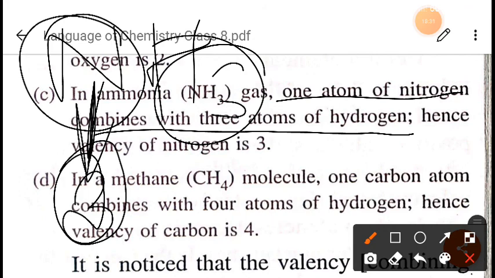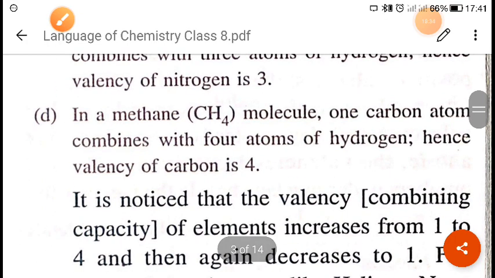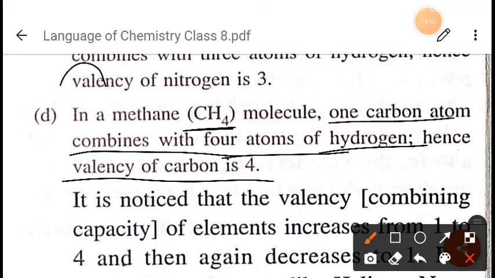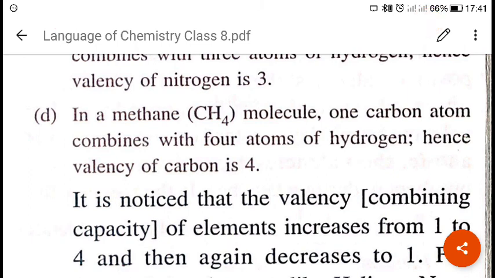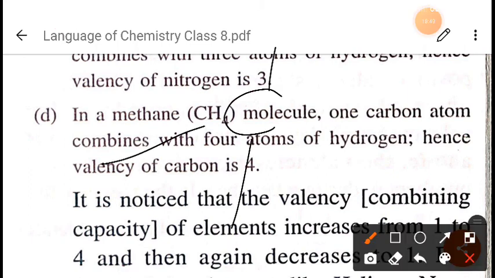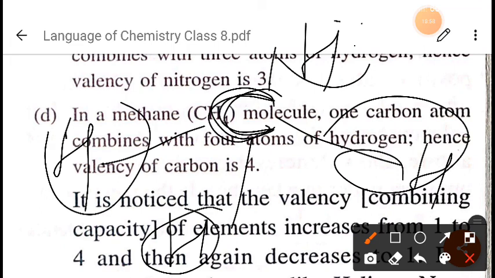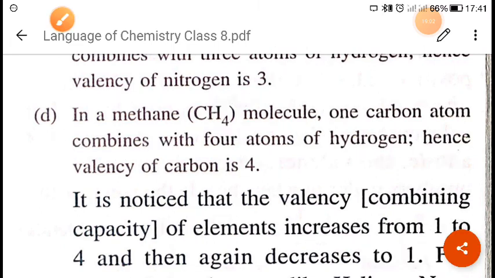We have discussed this. Now next is CH4. In methane, the CH4 molecule, one carbon atom is combined with 4 atoms of hydrogen, hence the valency is 4. As you can see, CH4 has 1, 2, 3 and 4 hydrogen atoms, so the valency of carbon will be 4.